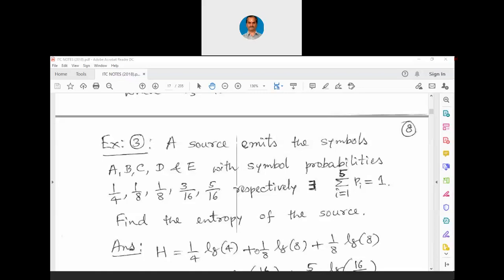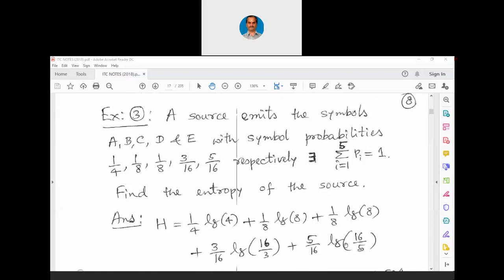Similarly, for the next symbol, for all the 5 symbols, you can see this way. H is 1 over 4 Lg of 4 plus 1 over 8 Lg of 8 plus 1 over 8 Lg of 8 plus 3 over 16 Lg of 16 over 3 plus 5 over 16 Lg of 16 over 5. This is now the total source entropy. So, you should have a calculator there. You should take log to the base 2 only here.